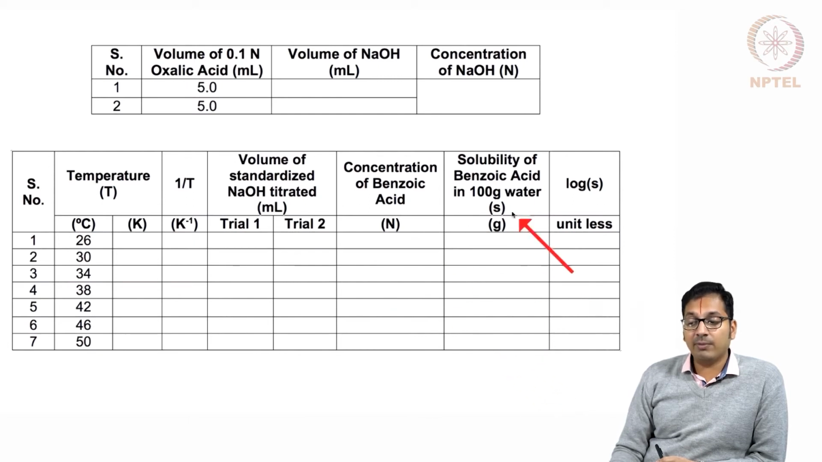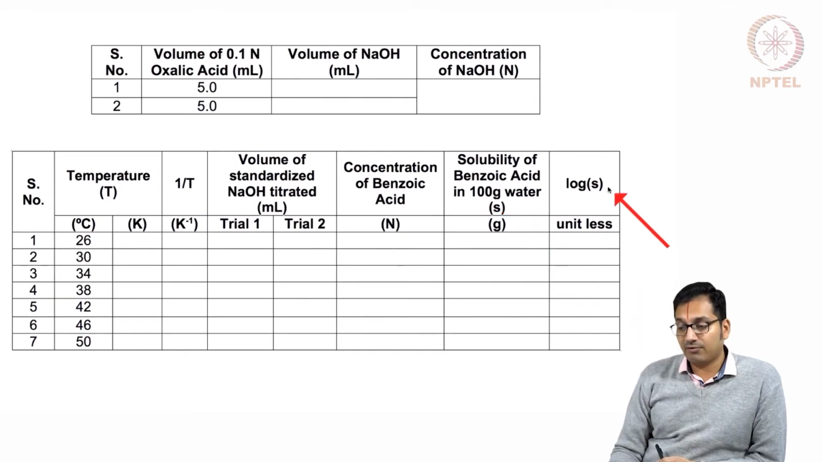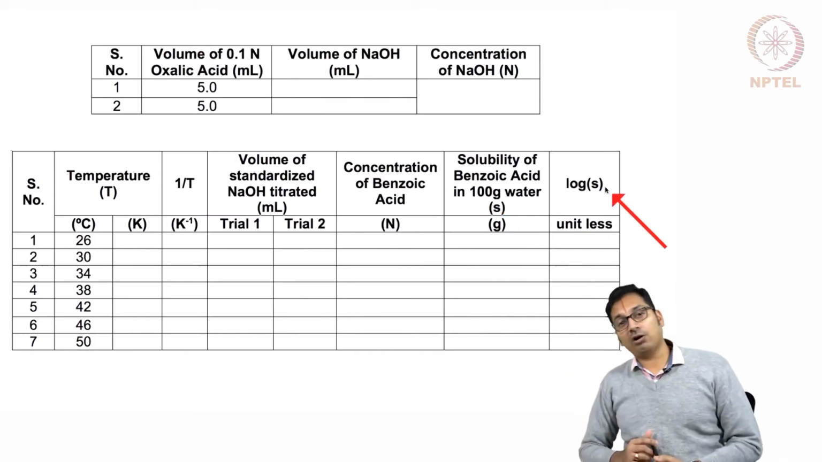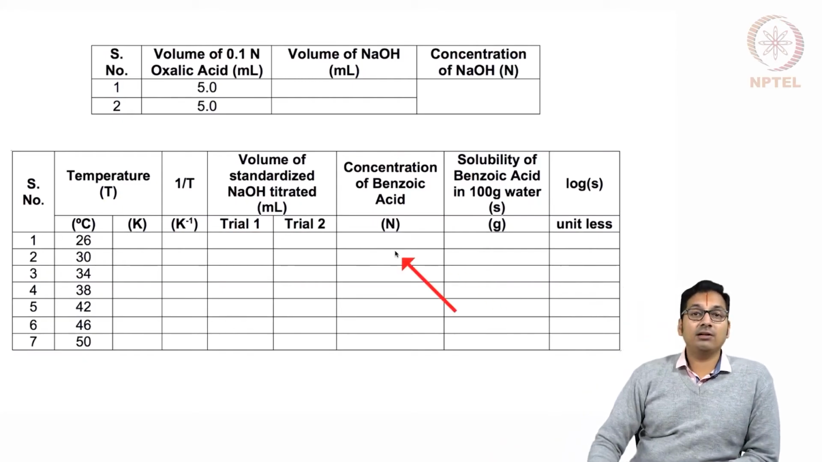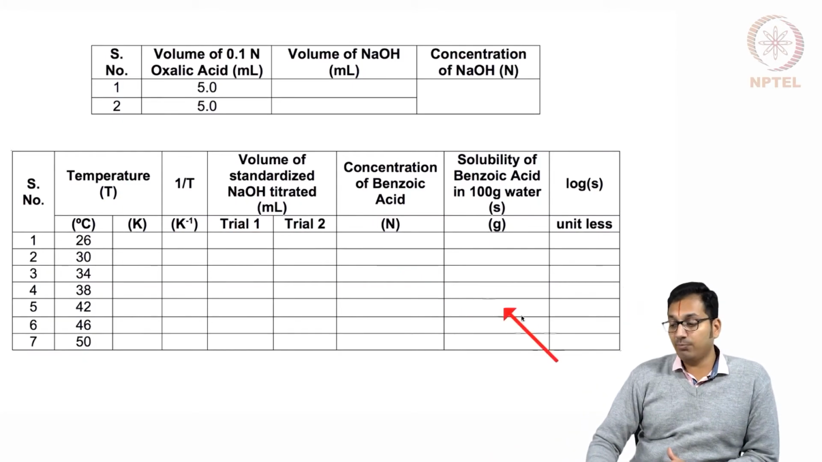And from that you can determine how much benzoic acid is dissolved in a certain amount of solution, and from there get a log of S and plot log of S as a function of temperature. Since we have already seen these tables, let's take a look at how this experiment is indeed performed.